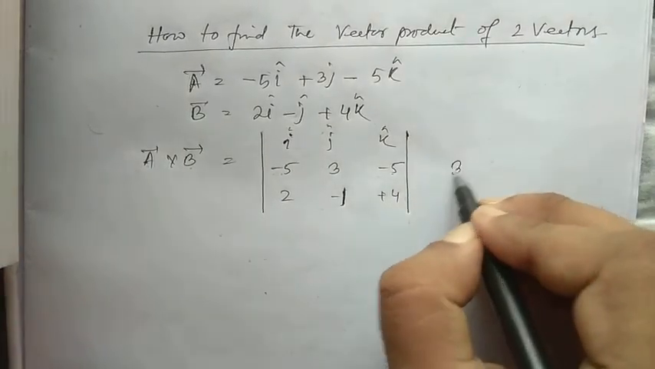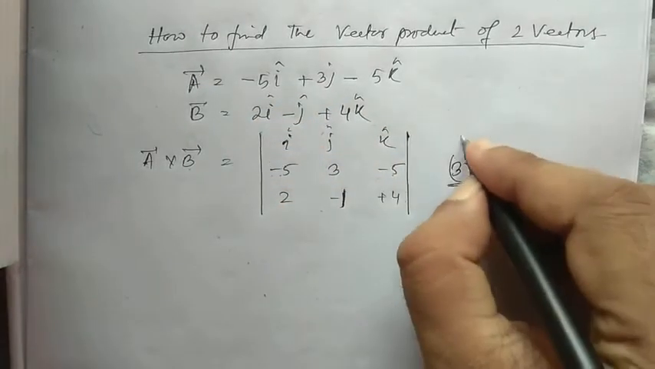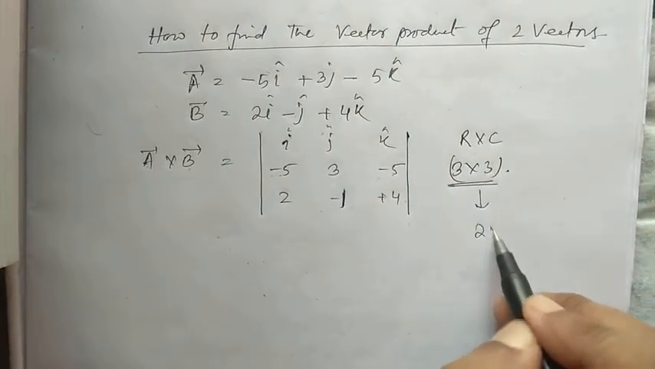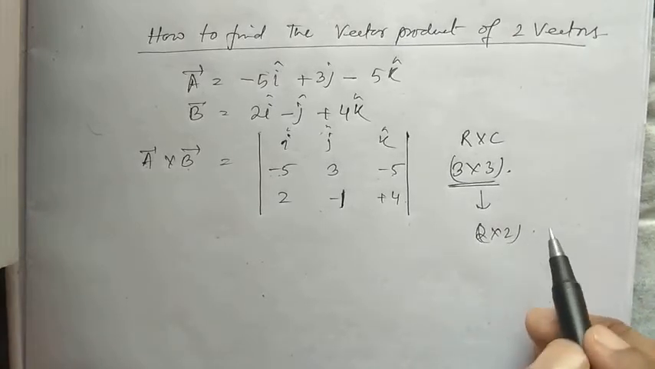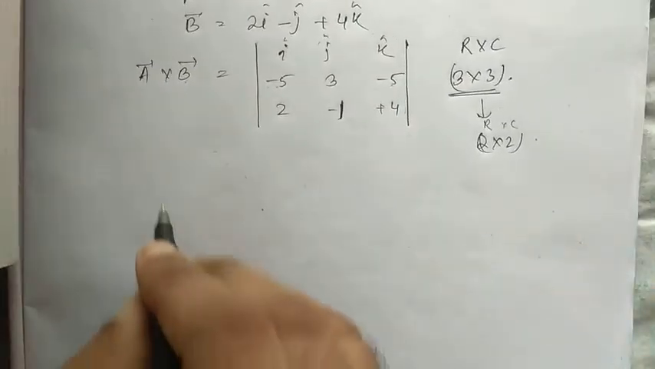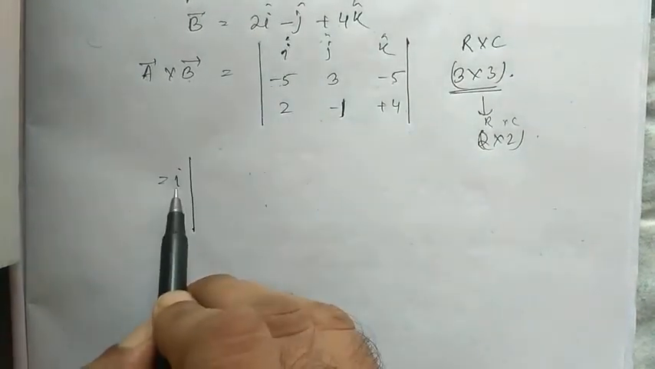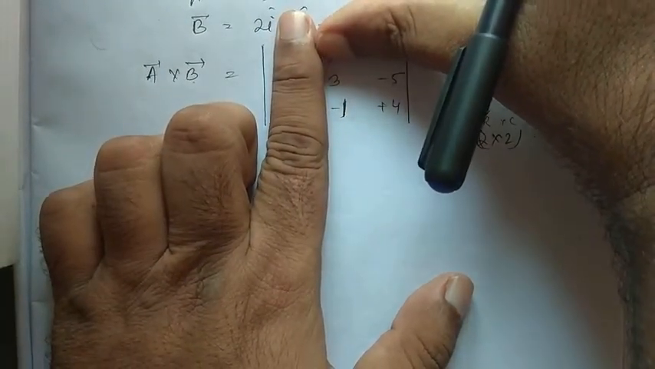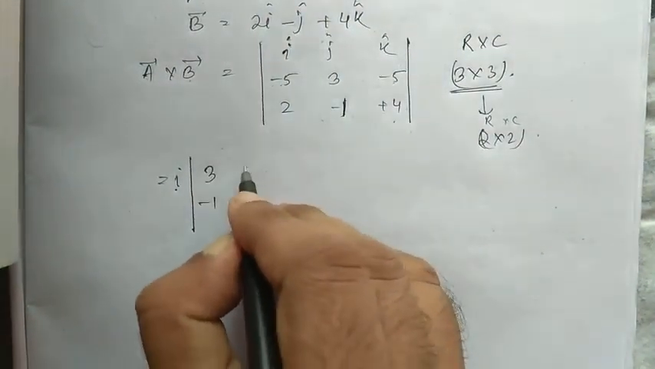Now this is a 3 into 3 determinant, because there are 3 rows and 3 columns. We have to then convert it into 2 into 2 determinants. Now how to do that? We can expand it. If we write i here, we cover the row and column of i. The remaining values are 3, minus 1, minus 5 and 4.